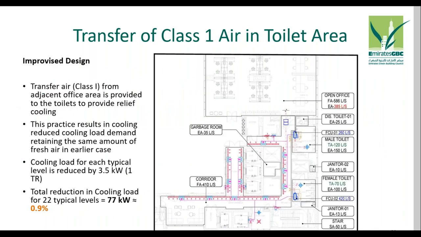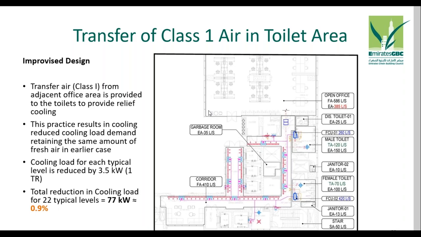When we applied this to the toilet areas, the fresh air or the supply air from the fan coil units was removed from the toilet areas, and it was compensated only by transfer of air. So class 1 air was transferred, which was conditioning the corridor spaces and office areas, which were at a little positive pressure as compared to the toilet areas. So with pressure differentials, the air was transferred to the toilet, and that 120 liter per second, which was being fed from the fan coil unit, was eliminated.